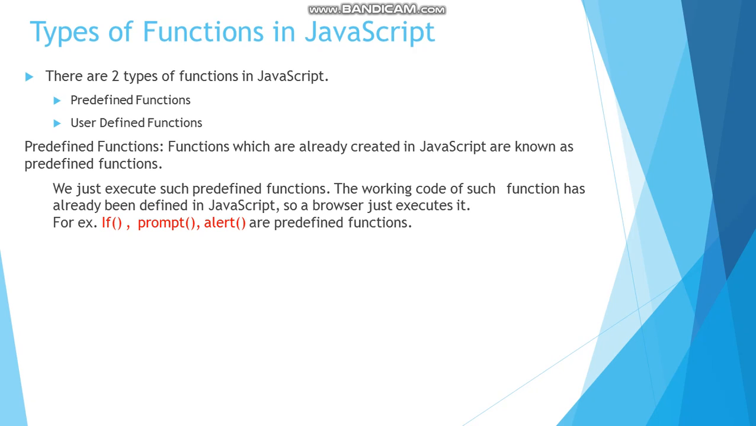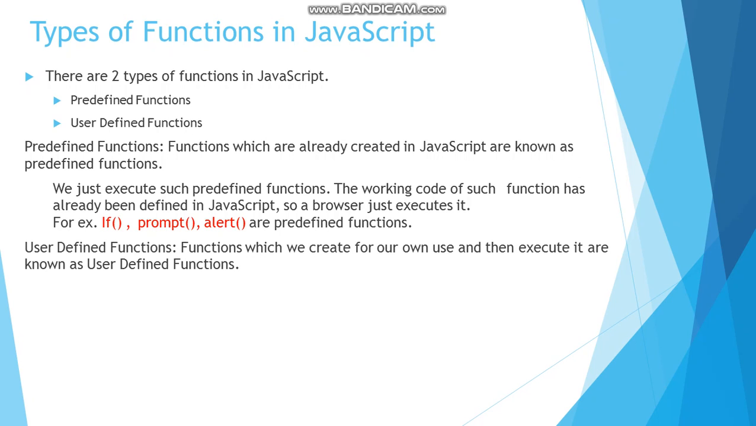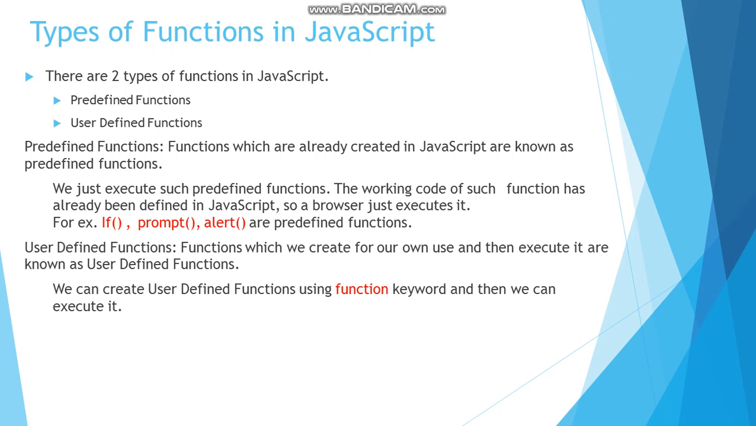For example, we have already seen the prompt function to accept something from the keyboard. In the same way, another function is alert. So all these are predefined functions. We don't need to create them, they are already defined, we just have to use them. User-defined functions: functions which we create for our own use and then execute are known as user-defined functions. We can create user-defined functions using the function keyword, remember, and then we can execute them.